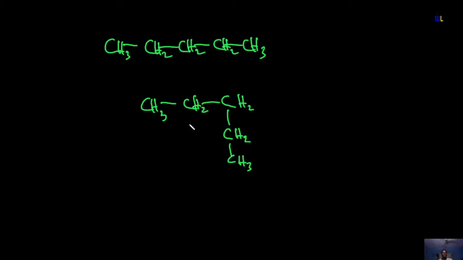So let's continue. If I'm to name this, the principle said that we should attach the infix which corresponds to the number of carbon atoms. So let's count 1, 2, 3, 4, 5. The infix for 5 is pent, and we should attach it to the suffix A N E. So this is pentane.